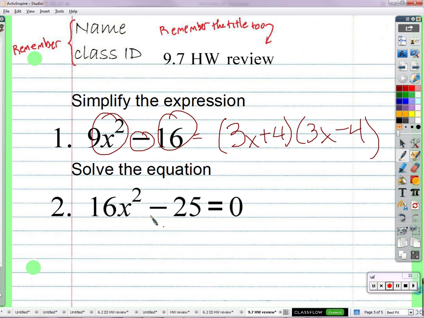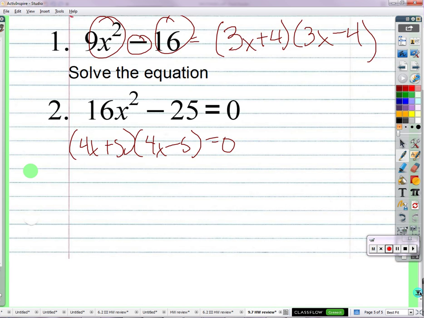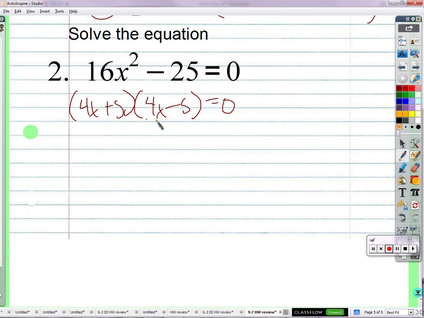This one here is a difference of squares. So first we factor it: 4x plus 5 times 4x minus 5 equals 0. If you're ever in doubt and want to make sure that you factored it correctly, just multiply it together, double distribution. We get a product of 0 when we multiply these together, so either this one or that one has to be equal to 0.